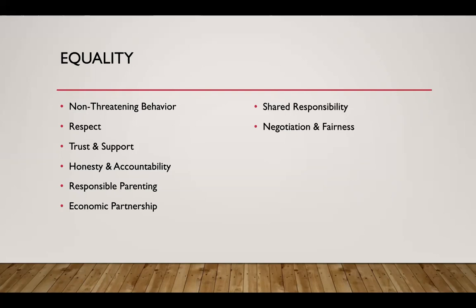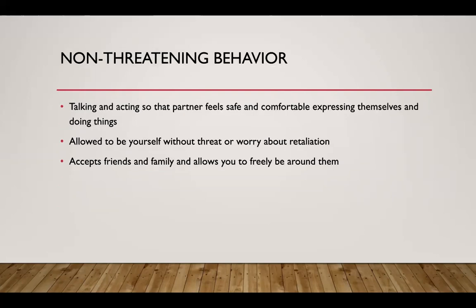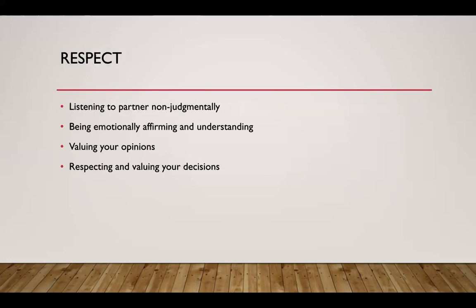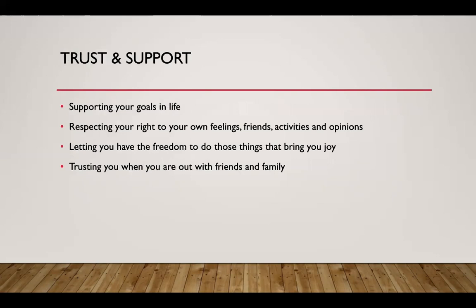So what to look for in equality in that non-threatening behavior is talking and acting so that your partner feels safe and comfortable expressing themselves and doing things, allowed to be yourself without threat or worry about retaliation. They accept your friends and family and allow you to freely be around them. The respect, this is a big one. Listening to your partner non-judgmentally, being emotionally affirming and understanding, valuing your opinions, and respecting and valuing your decisions. Trust and support, and what that looks like is supporting your goals in life, respecting your right to own your feelings, friends, activities, and opinions, letting you have the freedom to do those things that bring you joy, and trusting you when you are out with your friends and family.